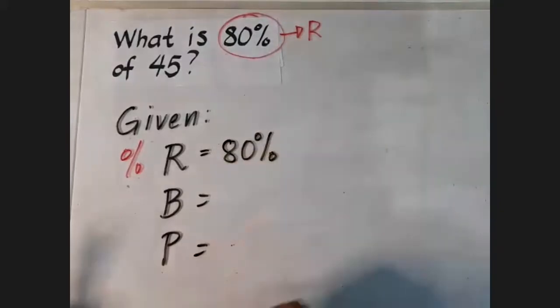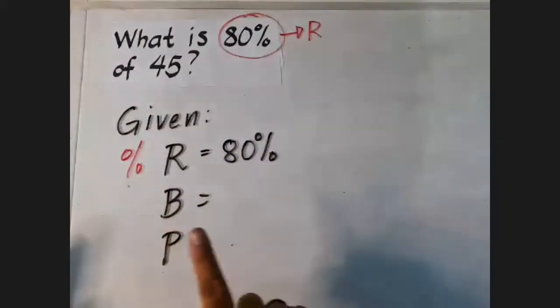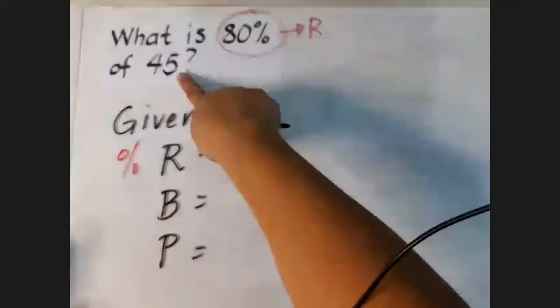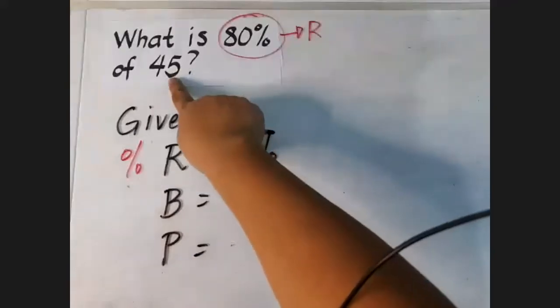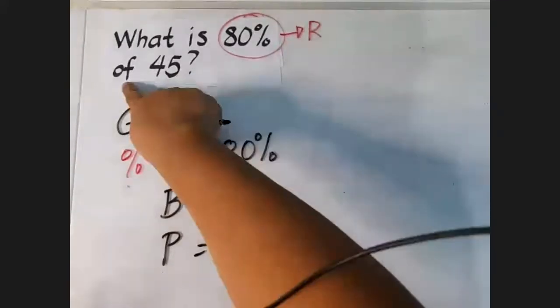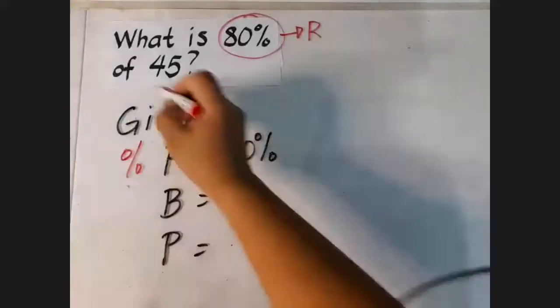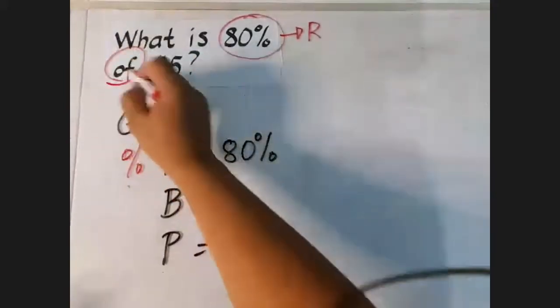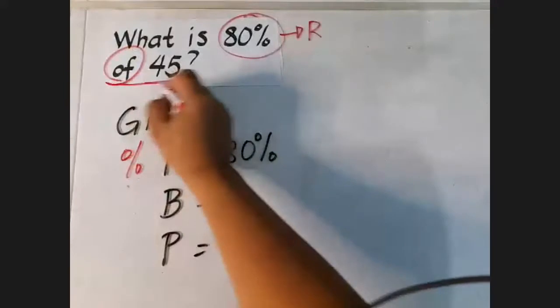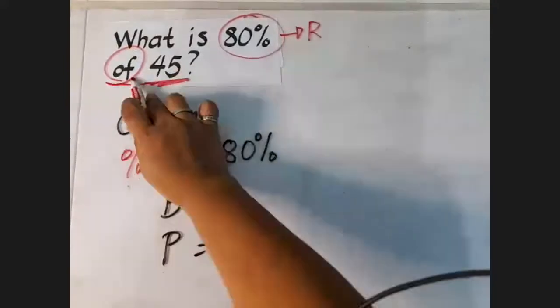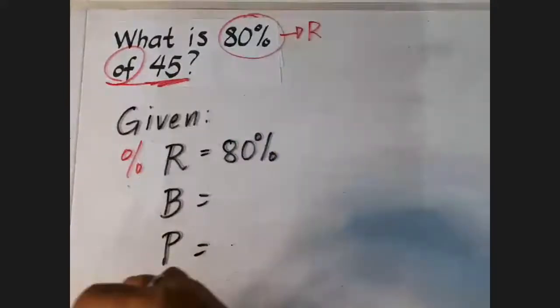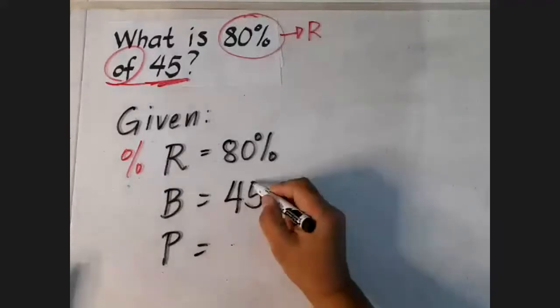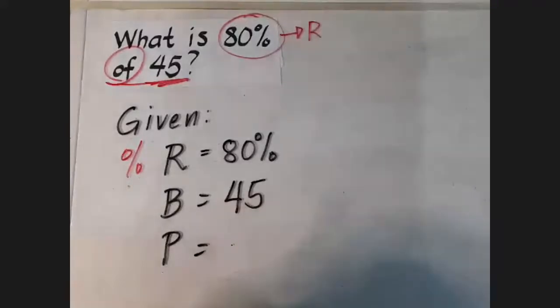Okay? Next, the next number that you can see in our problem is 45. Ano ngayon ang nasa unahan ni 45? Meron clue word dun sa unahan ni 45, which is the word "of". So that means 45, dahil meron siyang "of", will be the base. So dito yan, 45.